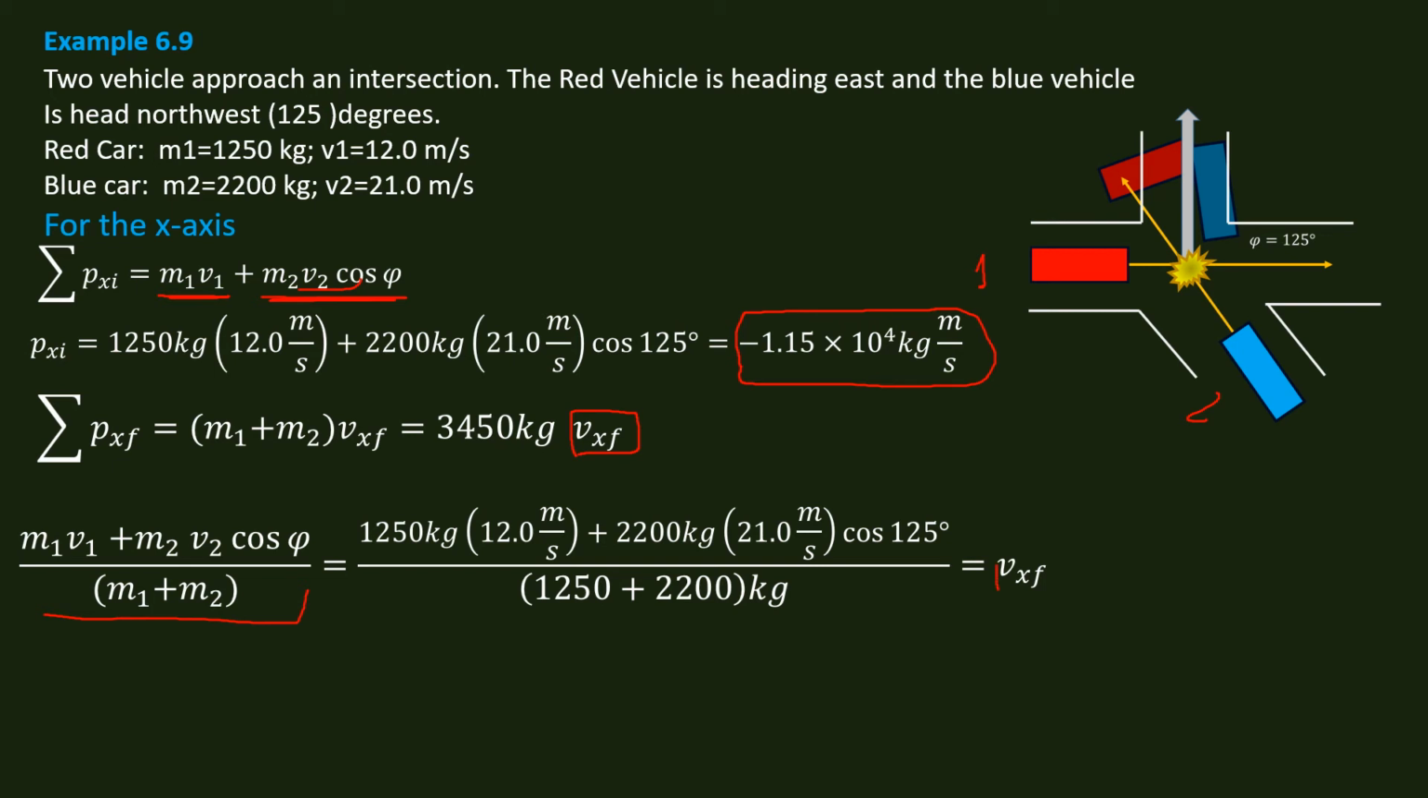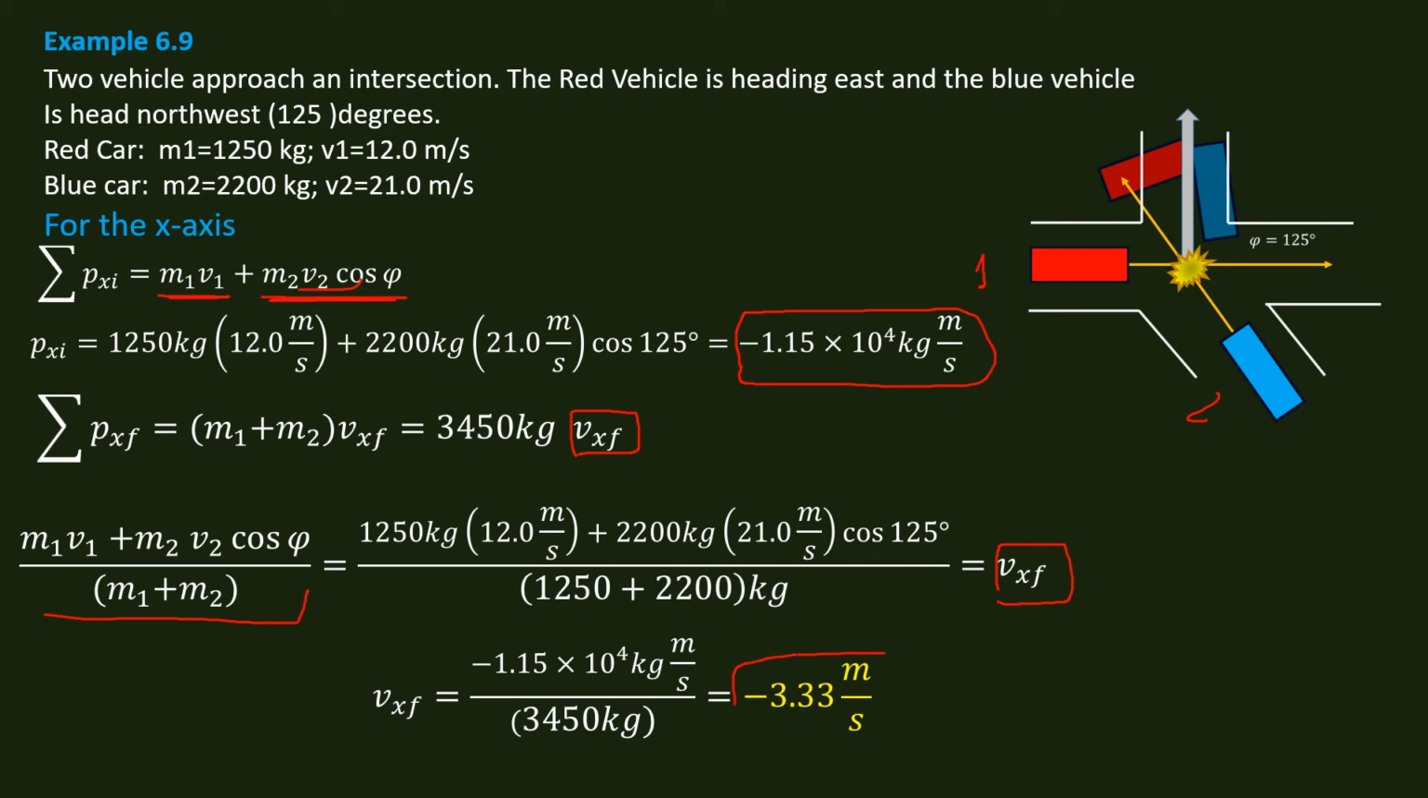And this is what we're solving for. Plug in the values and we get our answer. And this is a negative 3.33 meters per second, which is going to tell us in what quadrant this collision will occur.